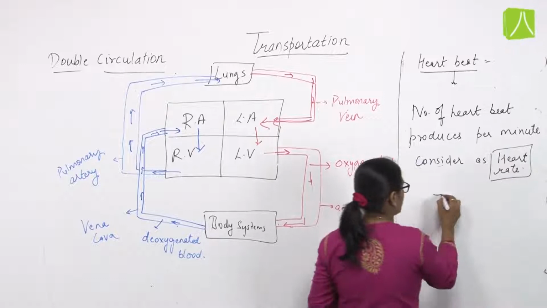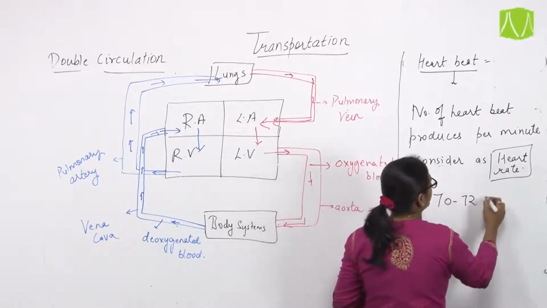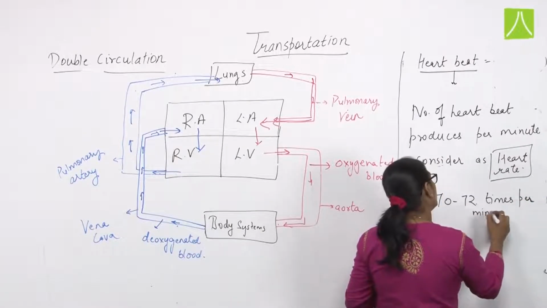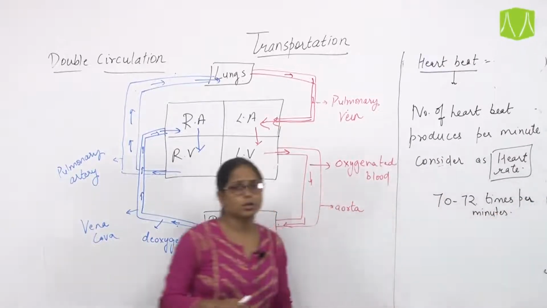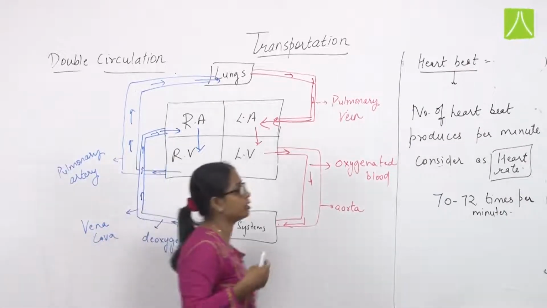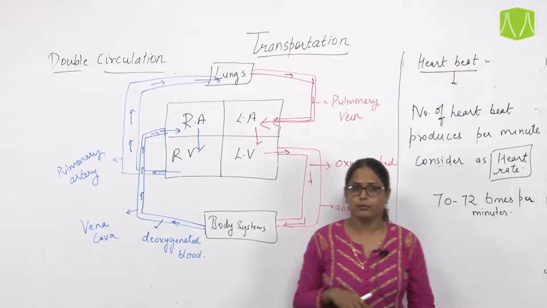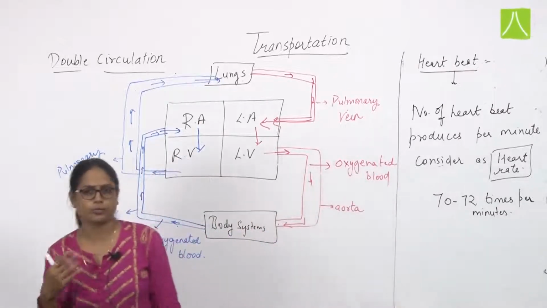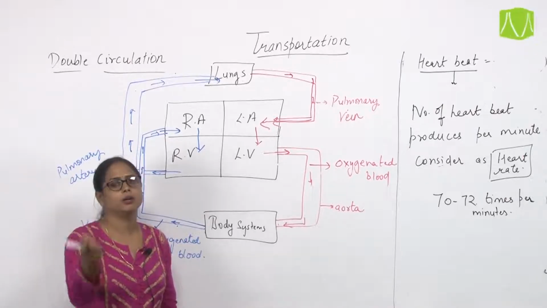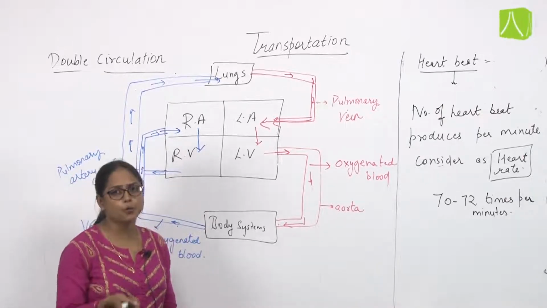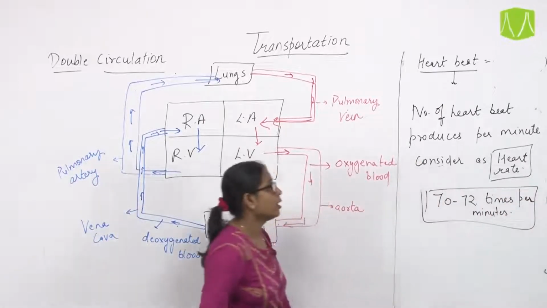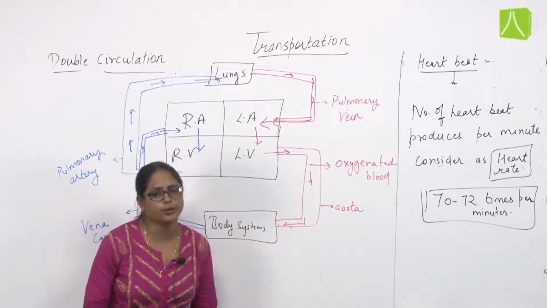And this heart rate is around 70 to 72 times per minute, because if the duration of one heartbeat is 0.8 second, we can calculate the number of heartbeats produced in 1 minute: 0.8 second for one, so how many sounds are produced in 1 minute? That comes out to be 70 to 72 times per minute. Now this is about heartbeat or heart rate.